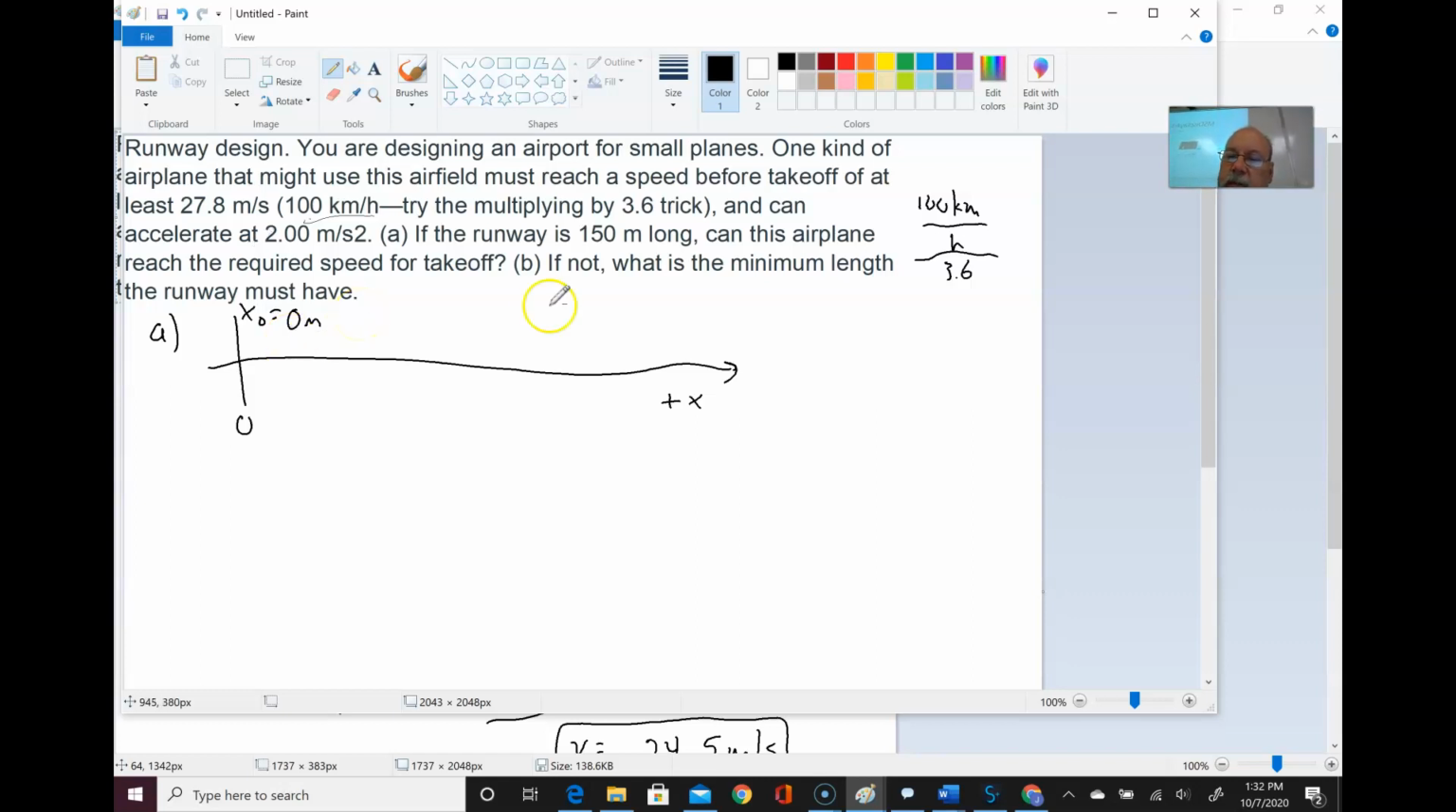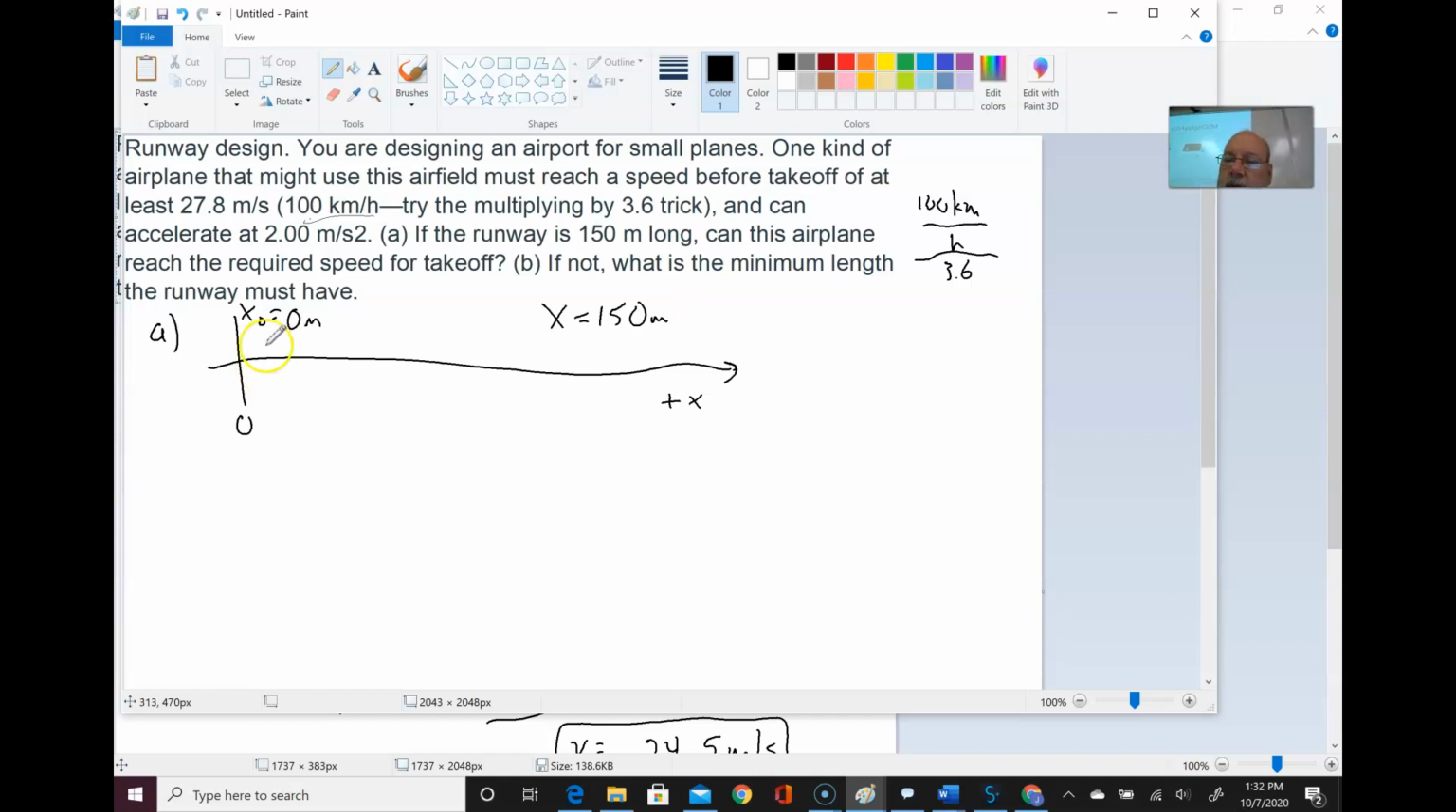The second piece of information that I always get is, what is my final position? And I've been told the runway is 150 meters long, so that's the constraint that I have. My final position has to be 150 meters, and by that time my airplane better be traveling at least 27.8 meters per second. I don't know how long it's going to be or how fast it's going to be going, but it better be at least 27.8 meters per second.